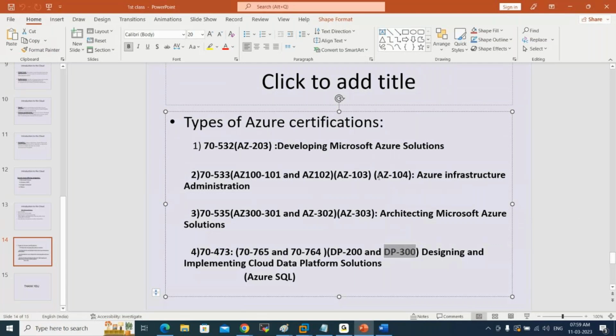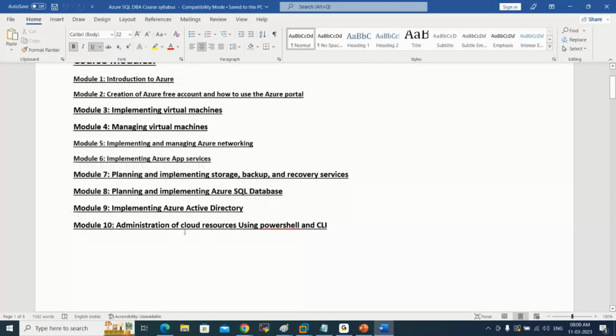This will also help you with up to 50% of AZ-104. If you are interested, this is not required for SQL DBAs. In fact, it is for Windows admins, they can take this certification. For SQL DBAs, DP-300 is more relevant compared to it. If you look at the course side, I designed it into 10 modules.